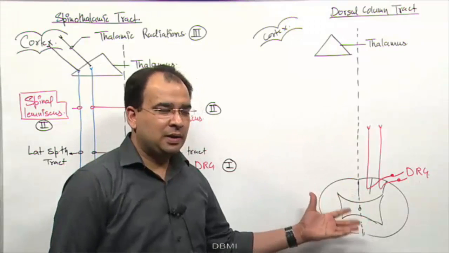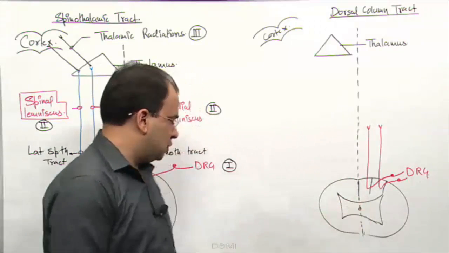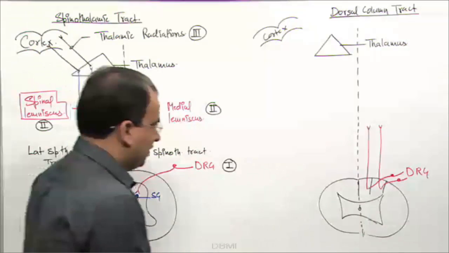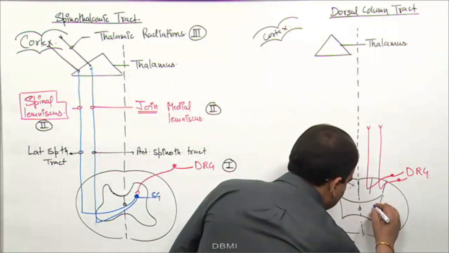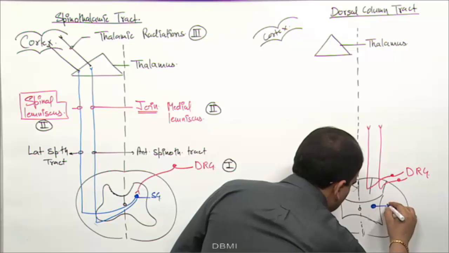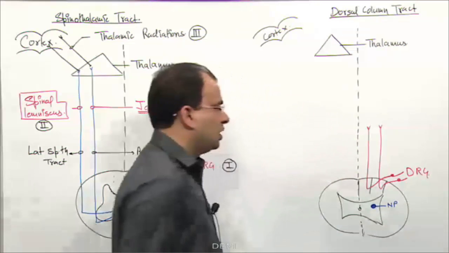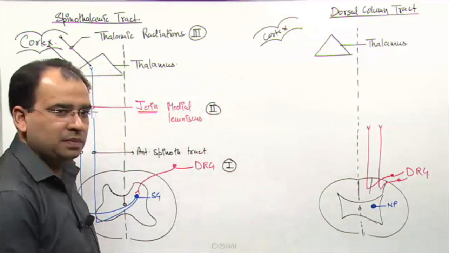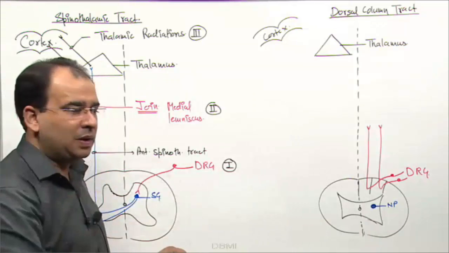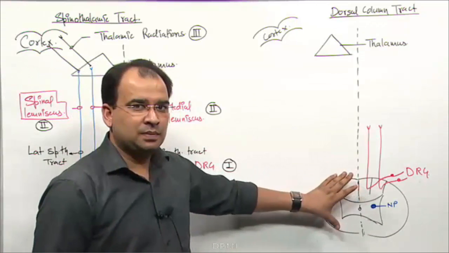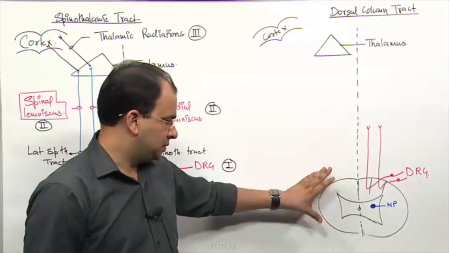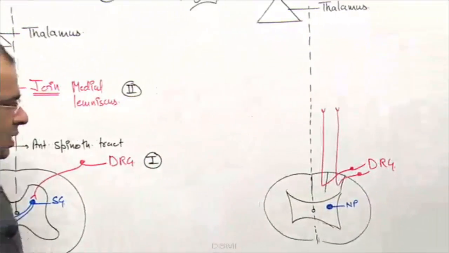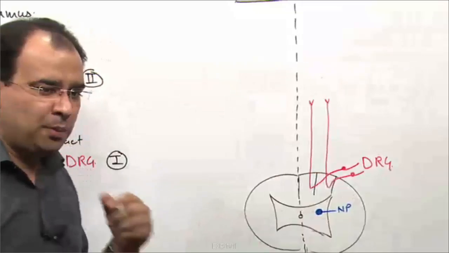What is happening to that? Yes, the nucleus proprius will relay there. If let's say we have a nucleus proprius here, if you have the nucleus proprius here, can you just zoom this part, this portion. So we have a nucleus proprius there.